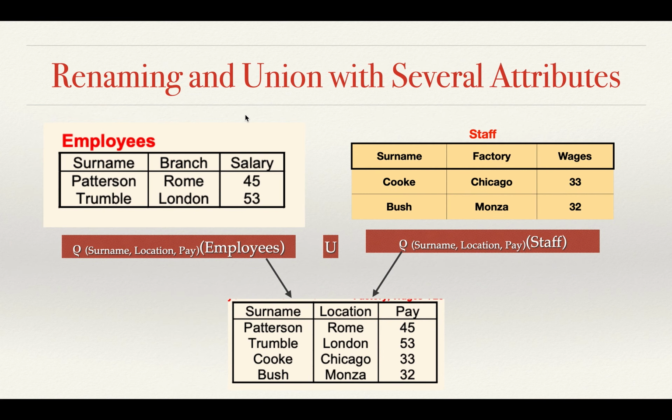Next, renaming and union with several attributes. So more than one attribute we are trying to rename. So you have employees, you have surname, branch, salary. Then you have staff, surname, factory, wages. So here we are renaming. Here you can see the employees table is renamed. The attributes are renamed as surname, location, pay of employees. And here you can see the rho operator is for renaming surname, location, pay of staff. Now if you perform a union, you will get this as a table.